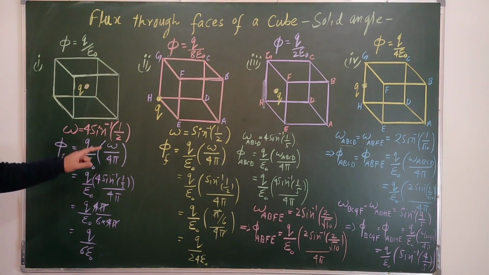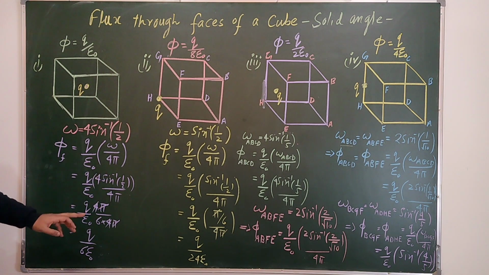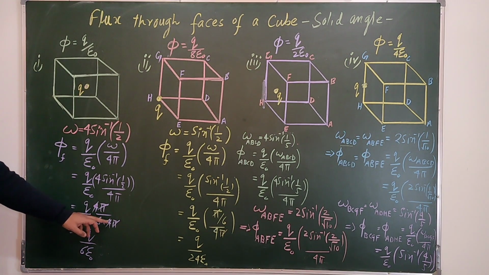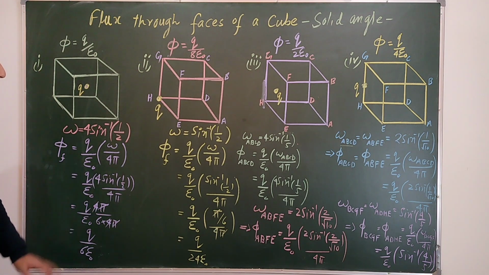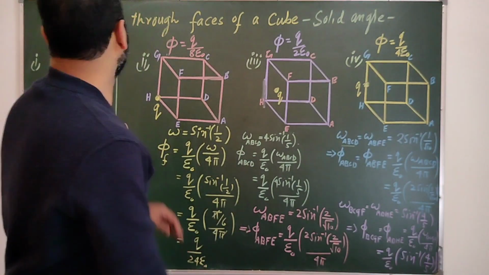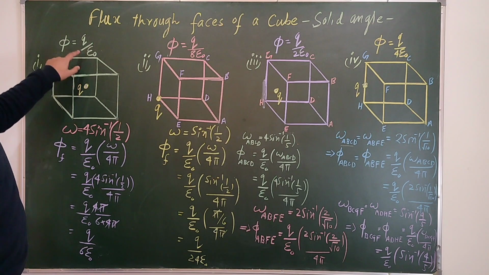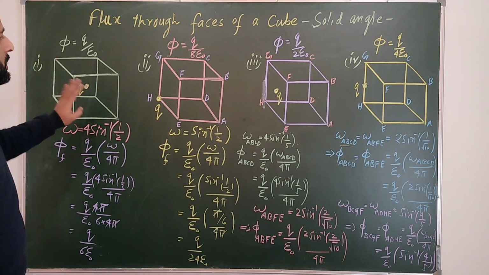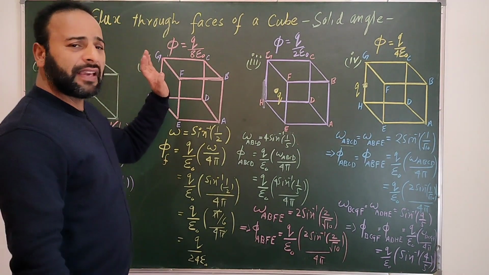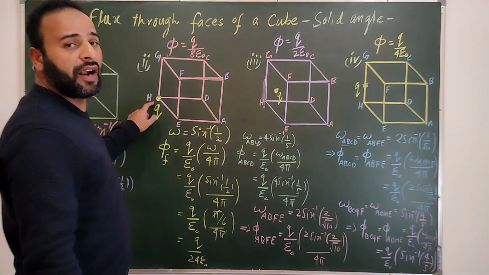So it is omega divided by 4 pi, the usual general formula. So that is Q by epsilon naught 4 sine inverse 1 by 2 divided by 4 pi. So that is Q by epsilon naught 4 pi divided by 6 4 pi, because sine inverse 1 by 2 is pi by 6. So it is Q divided by 6 epsilon naught. That is the flux through each face of the cube. So we can get it from this also if we divide the total flux by 6, because flux through each face is same.